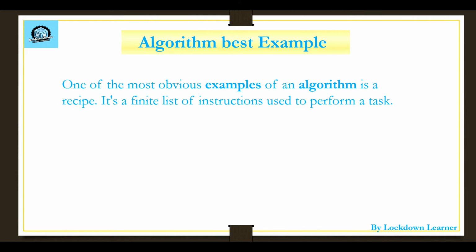Now the best example of an algorithm. Let us take a real world example. One of the most obvious examples of an algorithm is a recipe. It's a finite list of instructions used to perform a task. Let us take the example of a lemonade recipe.